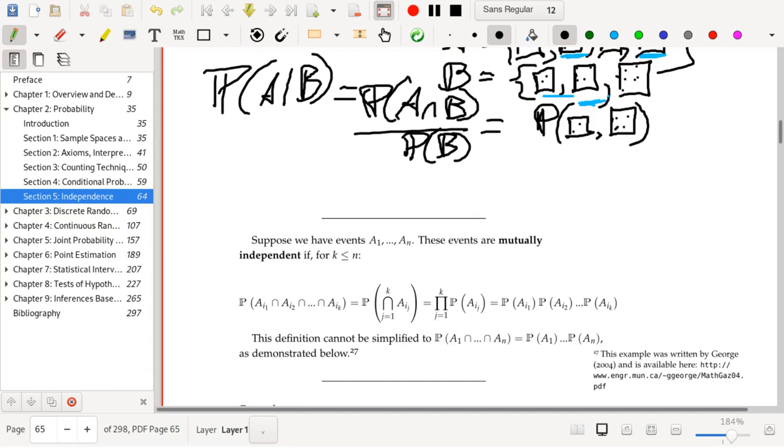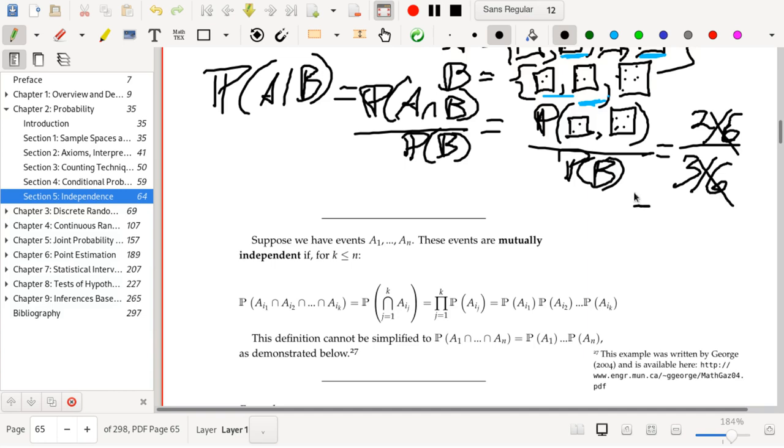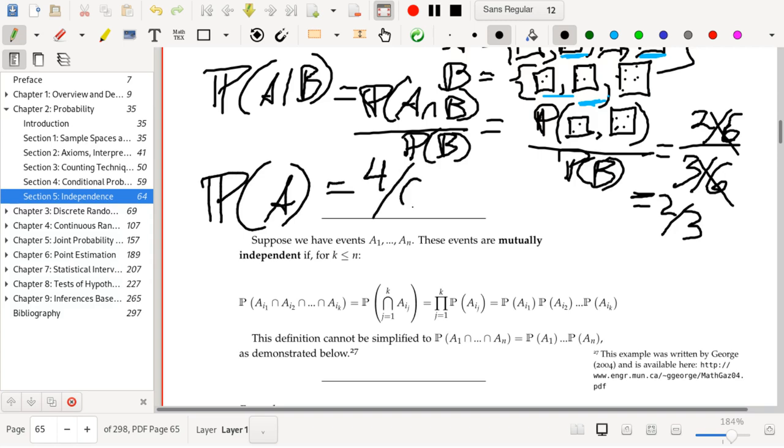Okay, there we go. Probability of 2, probability of 4, divided by the probability of B. Okay, and at this point, we can basically just count how many elements are in these sets. So for the intersection, there's 2 outcomes in that set. And for the probability of B, there's 3. So that's going to be 3 over 6. So we end up with the 6s canceling out, and the probability of A given B is equal to 2/3 as a result. But the probability of A, there are 4 outcomes in A divided by the size of the sample space, which is 6, which is also 2/3. Those two numbers are the same. Therefore, these two events are independent of each other.